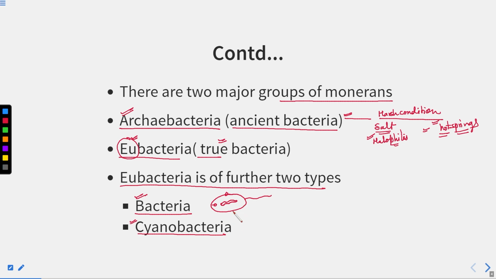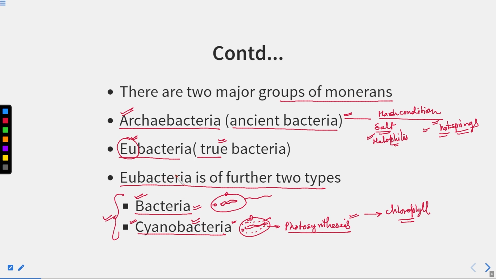Now cyanobacteria will have all these things, right? Nucleoid, plasmids, cell envelope. Along with this, they also have chlorophyll, not chloroplast, chlorophyll. They are present at the lamellae, right? And they do the process of photosynthesis. So you must know that photosynthesis requires a pigment called chlorophyll. That chlorophyll is found in cyanobacteria. So bacteria and cyanobacteria are considered true bacteria or eubacteria.